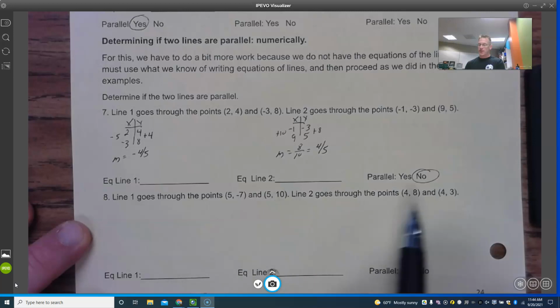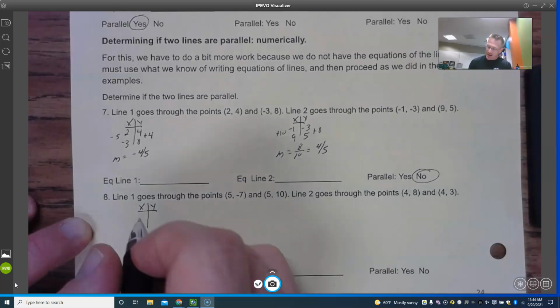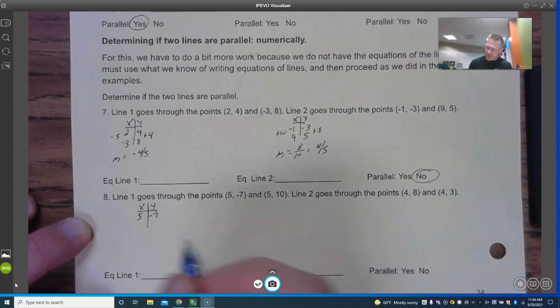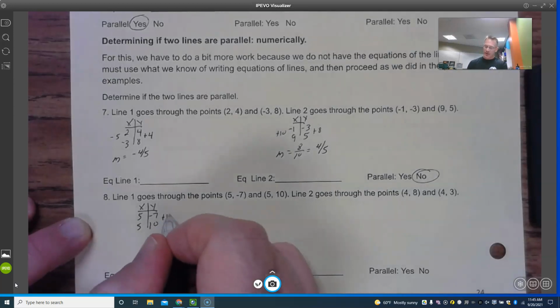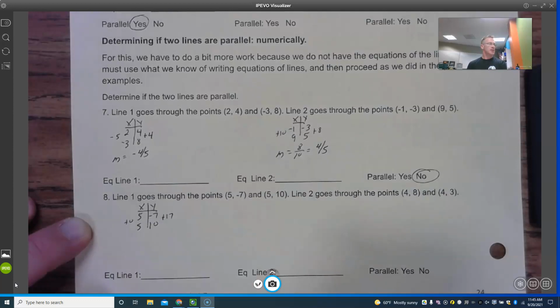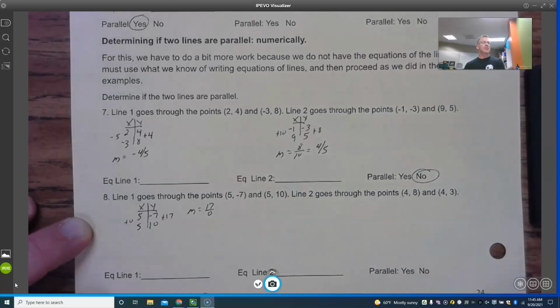Same idea. We have 2 points, 2 points. When I look at line 1, x, y, I got (5, -7) and I have (5, 10). Notice what happens here. My change in y, I go up 17, but I don't have a change in x. So my slope would be 17/0. And this is a recognition thing. If we have 0 in the denominator, it means there's no change horizontally. If there's no change horizontally, that means our line has to be going up and down. So that means we have a vertical line.